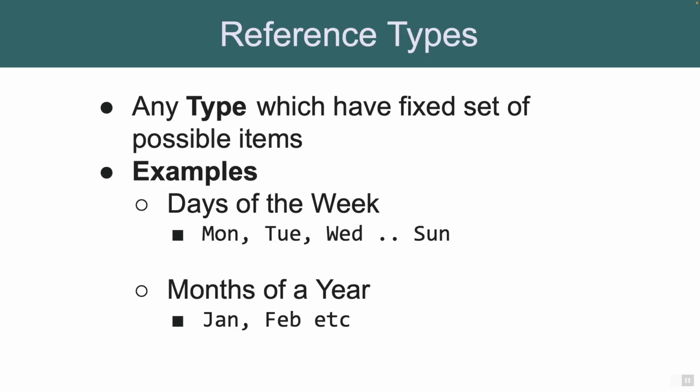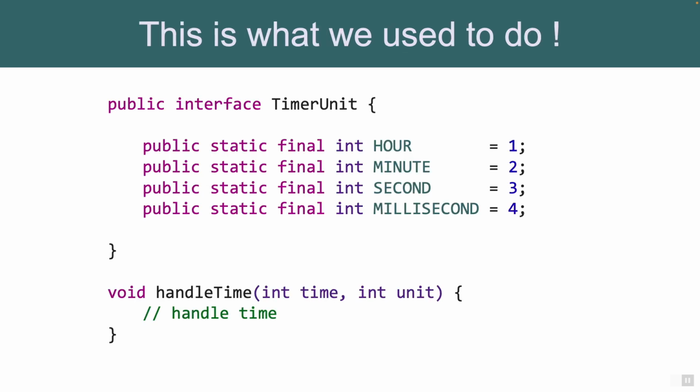So let's start with the basics. One of the most important things to model in Java are the reference types. These are the types which have a fixed set of possible items. For example, when you think about days of a week, there's only 7 days in a week, or 12 months in a year. And these are called reference types. Typically, when we model reference types, we do something like this.